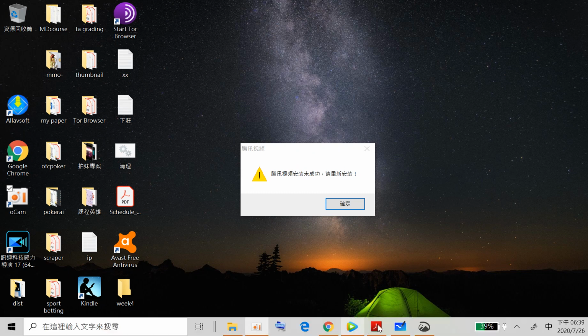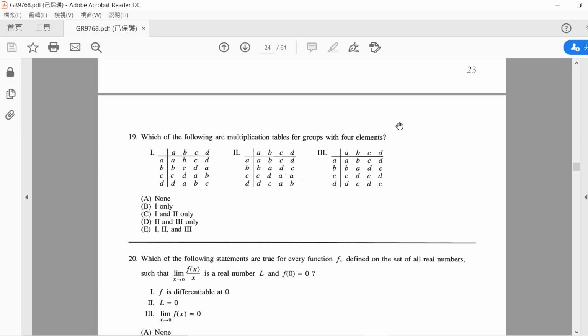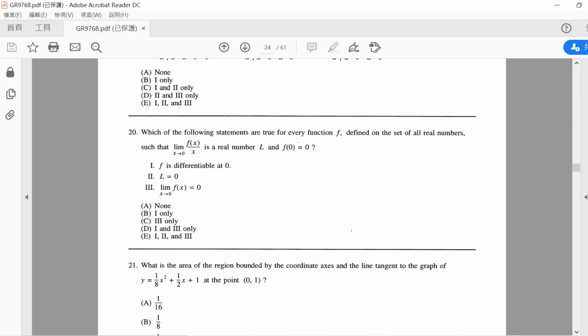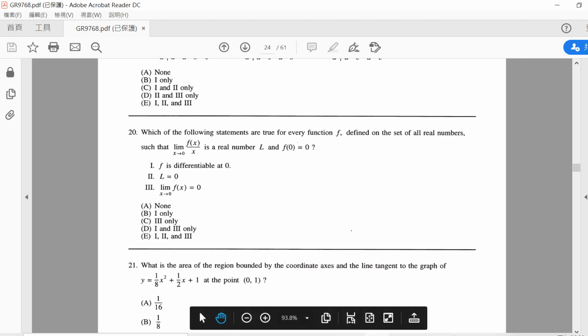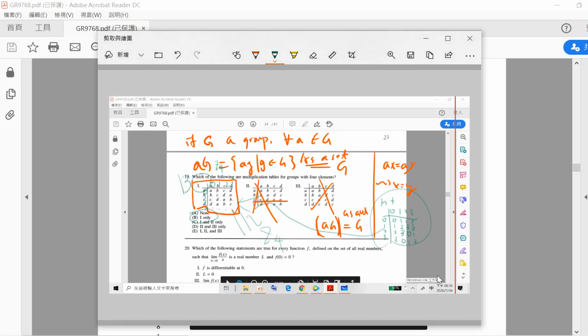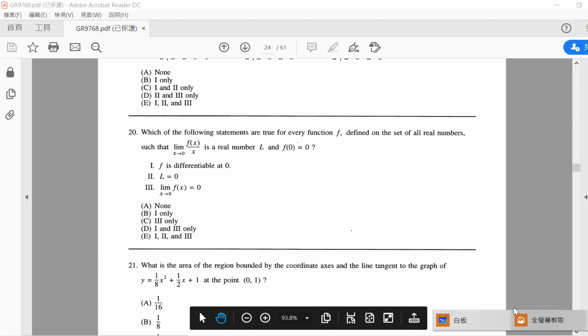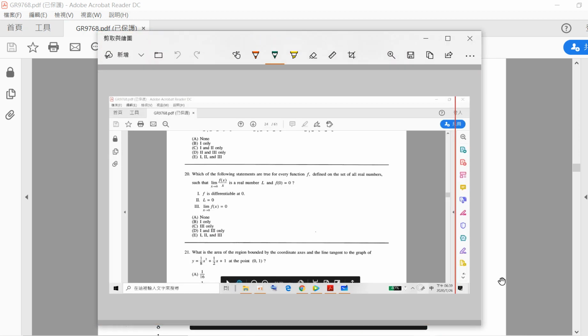Okay, so here comes our final question, 20. Which of the following statements are true for every function f defined on the set satisfying that the limit as x goes to 0 of f of x divided by x is a real number and f of 0 is 0? So this problem is also simple, and let me show you how to do this.